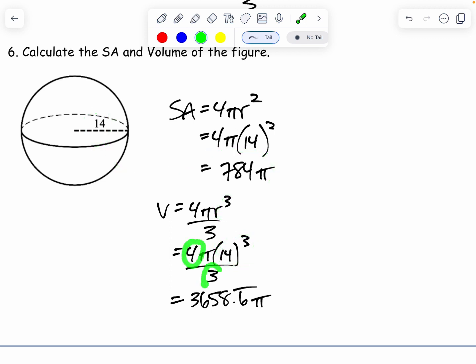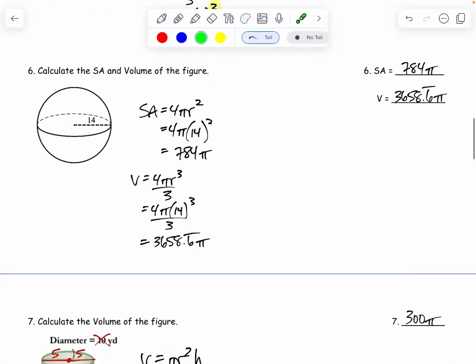And then times 4, divide by 3. Yes, we get another decimal. It is 0.6666666 forever. So you can just put 0.6 or 0.7 or 6 with the bar over it. Don't forget your pi for those either, because anything with a circle is going to have a pi in it.